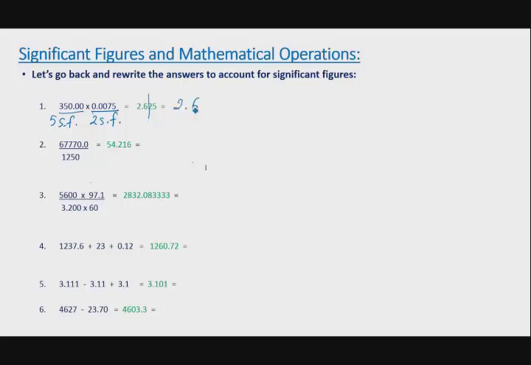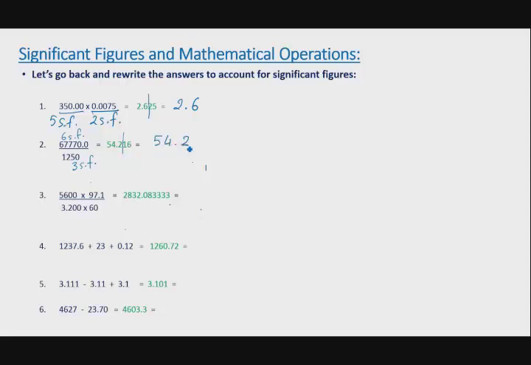The second one is a division. Once again, we focus on sig figs, and in this case, the numerator has 6 significant figures, whereas the denominator has only 3 significant figures. So our answer should be in 3 significant figures as well, and gets rounded to 54.2.